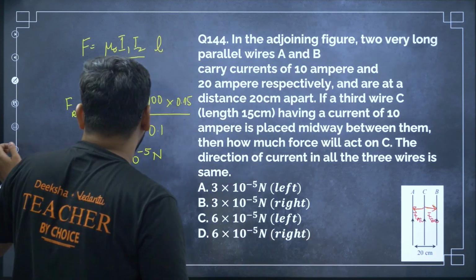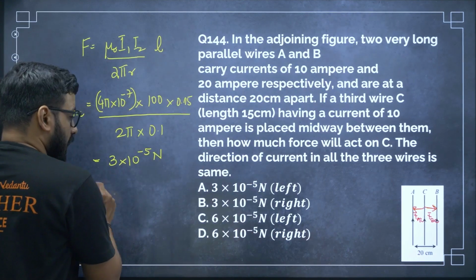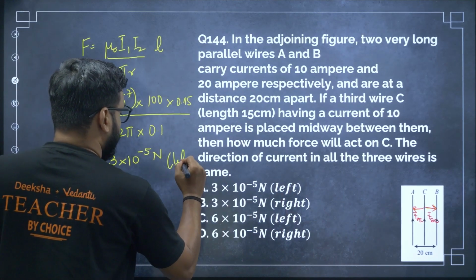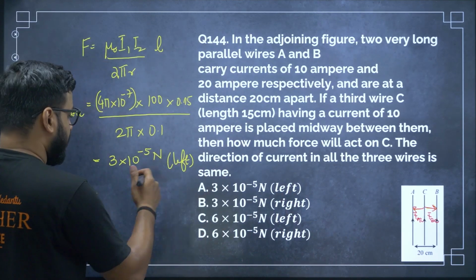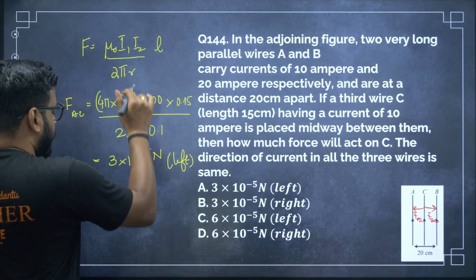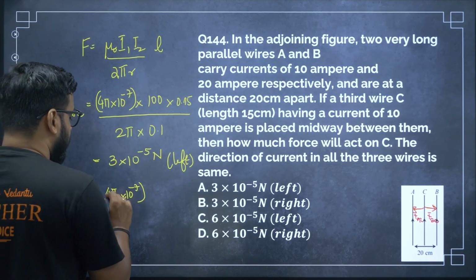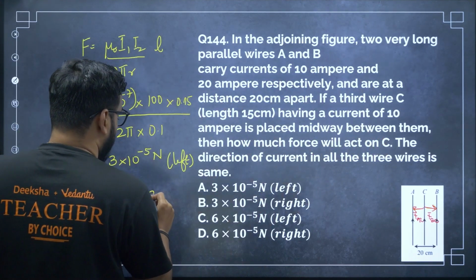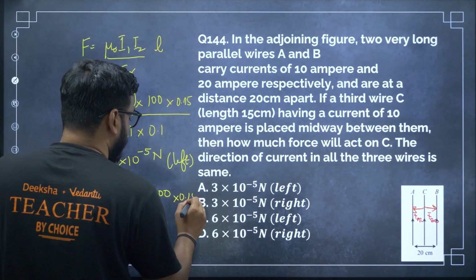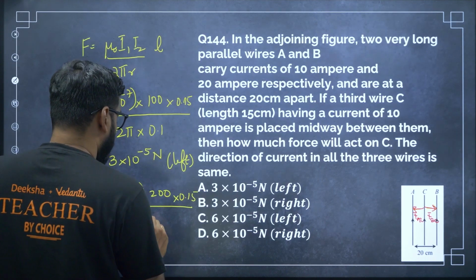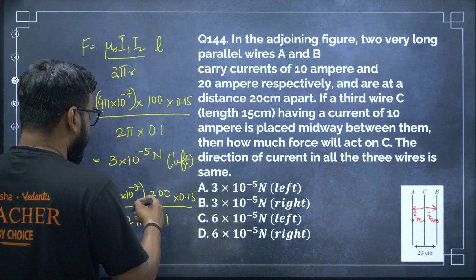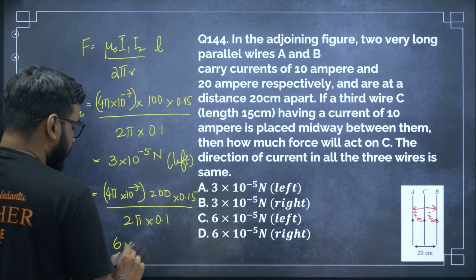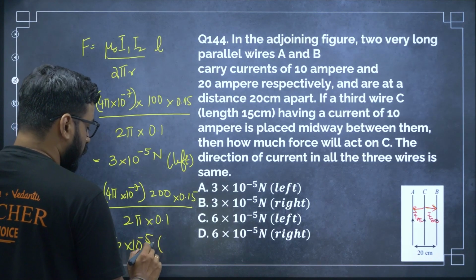Now the next one is FBC. This is towards the left, because FAC is towards left and FBC is towards the right. Once again substitute the same formula, 4 pi 10 to the power minus 7. Now B is 20 ampere and C is 10, so this is 200 into 0.15 divided by 2 pi into the same distance 0.1 because it's midway. The only difference is this is 100, this is 200, so it's double: 6 into 10 to the power minus 5 Newton towards right.